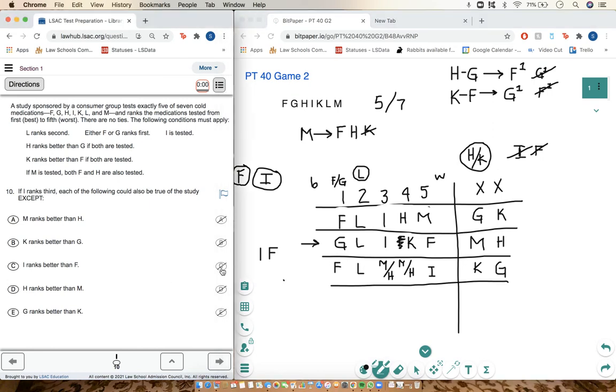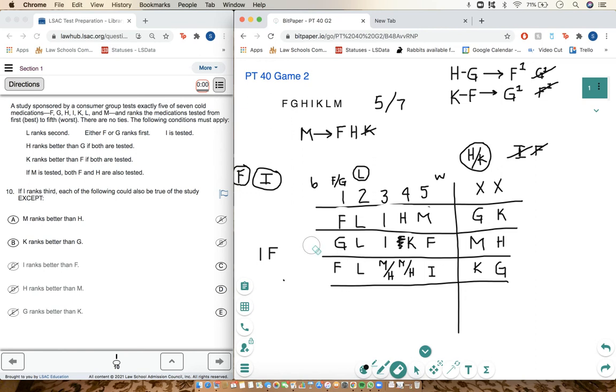So I would cross out C. H ranks better than M. Here, H does rank better than M, right? So we can cross off that. G ranks better than K. G can rank better than K, right? Based off of this one. So that works. So now we just have these two answer options to think about.